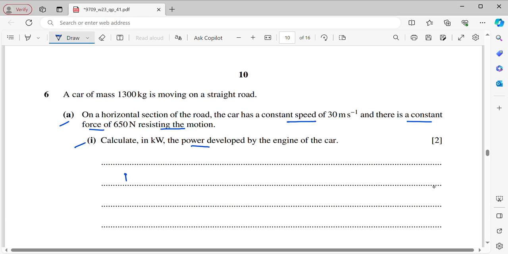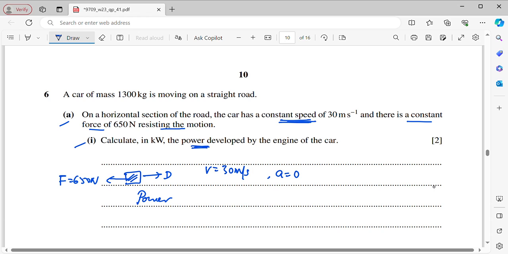Okay, let's say this is a car. The car must have a driving force. Let's say D is the driving force. Then the resisting force is 650 newtons. It mentions constant speed, so V is 30 meters per second. Constant speed means that A equals 0. Now we need to find the power. Before we get the power, we need to get D first. What's the driving force?